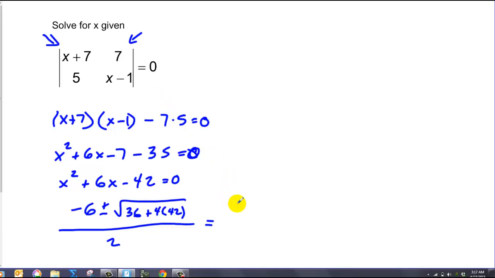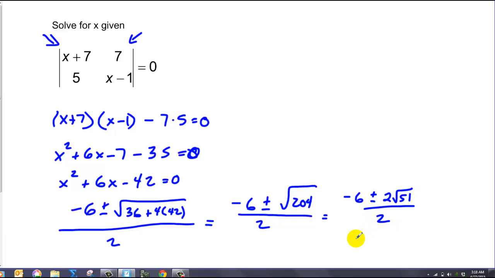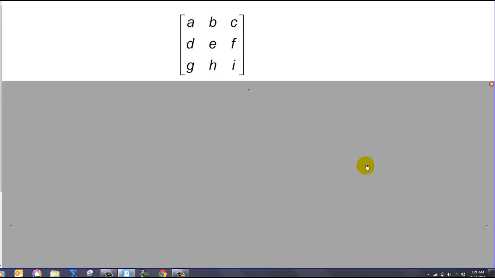to negative 6 plus or minus the square root of 204 over 2. I can clean that up a little bit. I've got negative 6 plus or minus 2 root 51 over 2, which again simplifies, since 2 goes into both of these, to negative 3 plus or minus root 51. That's simple. So now we're going to calculate the determinant of a 3 by 3.